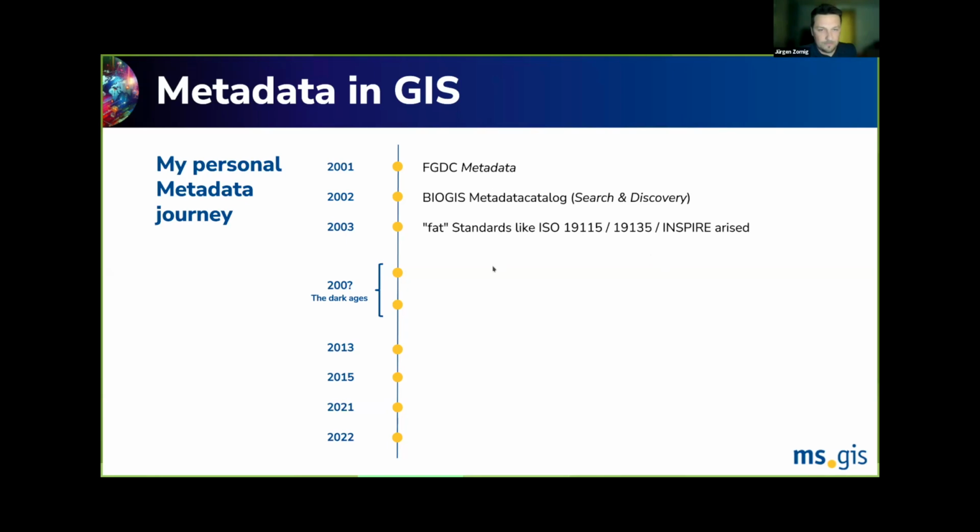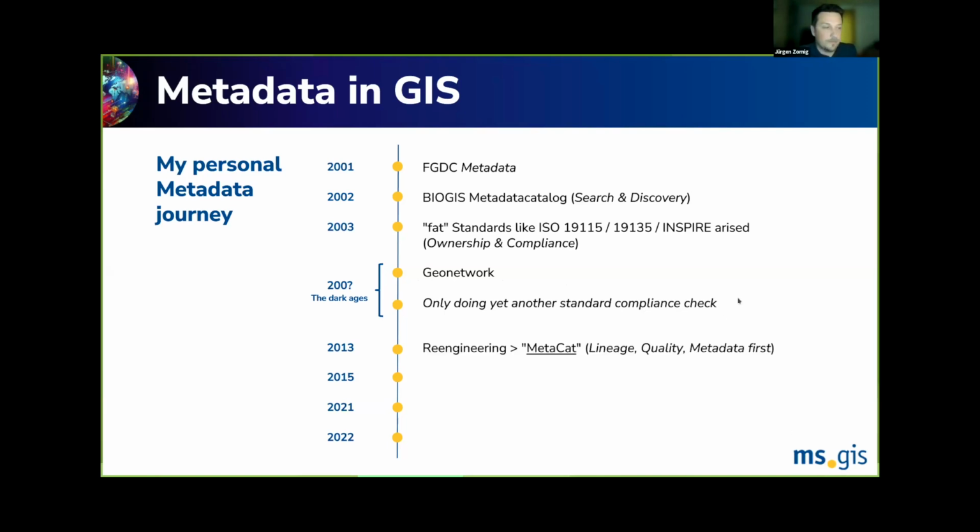And something followed in the next decade, which I call the dark ages. It was always about ownership and compliance. There were also catalogs like GeoNetwork which tried to tackle all these complexities. But most of the time, as a software developer, it was about standard compliance, checking all these very complicated and over-engineered standards. So it wasn't really fun back then.